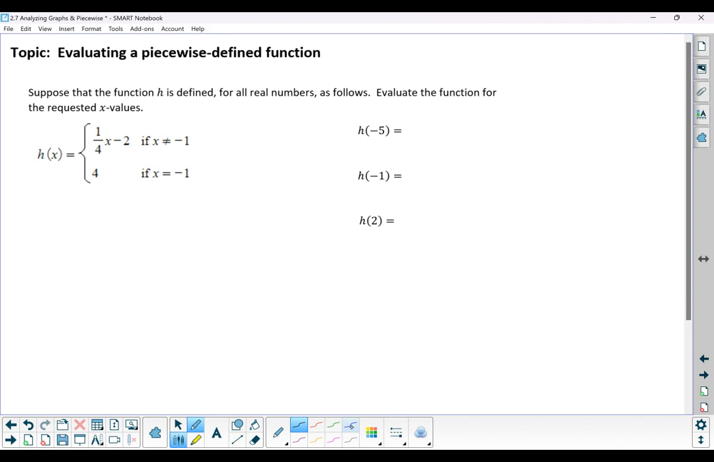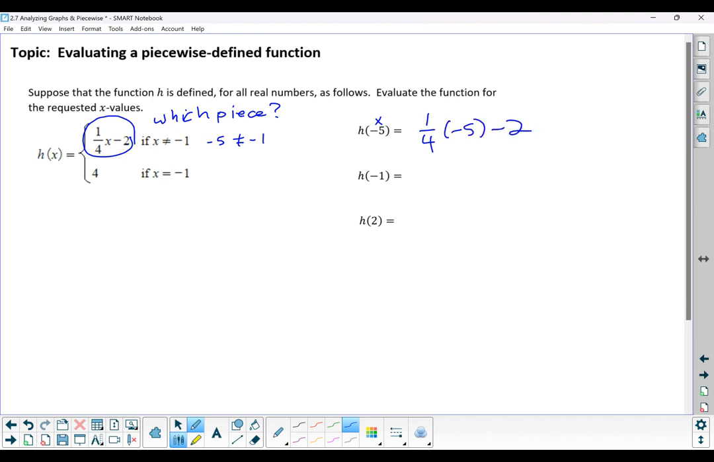So this first topic is just evaluating a piecewise function. We have our function here, h of x. Our first question says, what is h of -5? Well, -5 is an x value. So what you have to do is decide which piece that x value falls in. Our first piece is x is not equal to -1, and the second piece is for x equals -1. Our x value, -5, is definitely not equal to -1, so we will use this piece. So our answer is 1/4 times -5 minus 2.